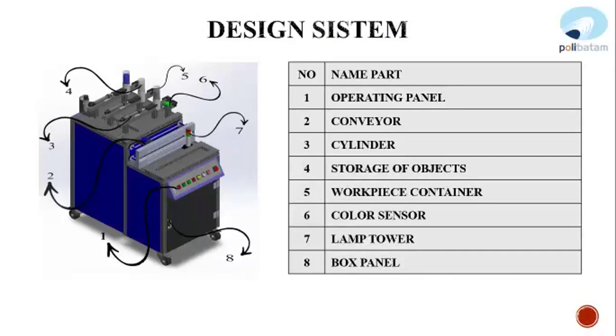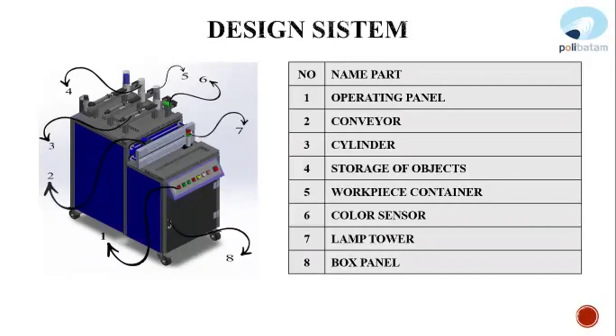And number 5, workpiece container. The workpiece container functions to hold workpieces pushed by an electropneumatic cylinder after the items have been qualified by the color sensor, and each container also includes a proximity sensor to ensure that the container is empty before the cylinder moves to eject any item.